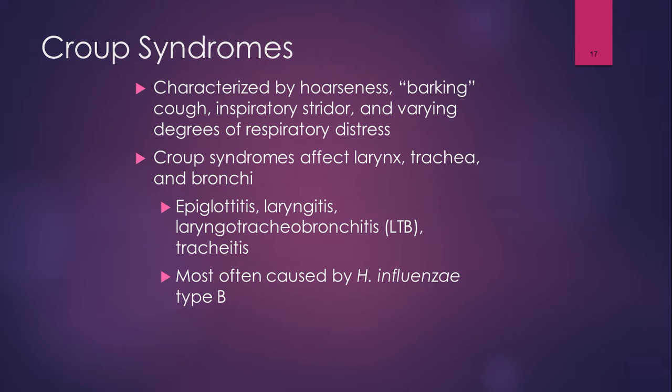Croup syndromes are characterized by hoarseness, a barking cough, inspiratory stridor, and varying degrees of respiratory distress. Croup syndromes affect the larynx, trachea, and bronchi. The types include epiglottitis, laryngitis, laryngotracheobronchitis, or LTB, and tracheitis. They are most often caused by Haemophilus influenzae type B.